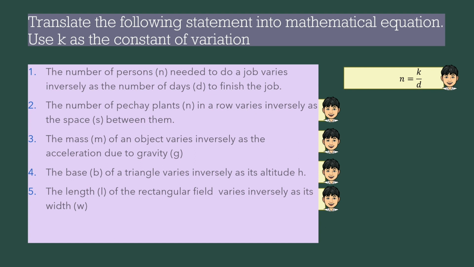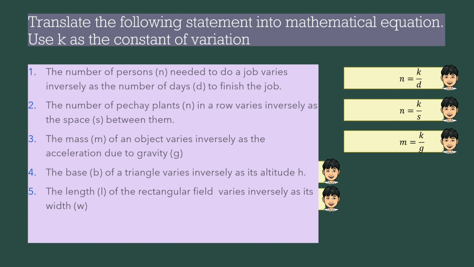Next, number 2, the number of pechay plants n in a row varies inversely as the space s between them. The answer is n is equal to k all over s. Number 3, the mass m of an object varies inversely as the acceleration due to gravity. That is m is equal to k all over g. Number 4, the base b of a triangle varies inversely as its altitude h. The answer is b is equal to k all over h.